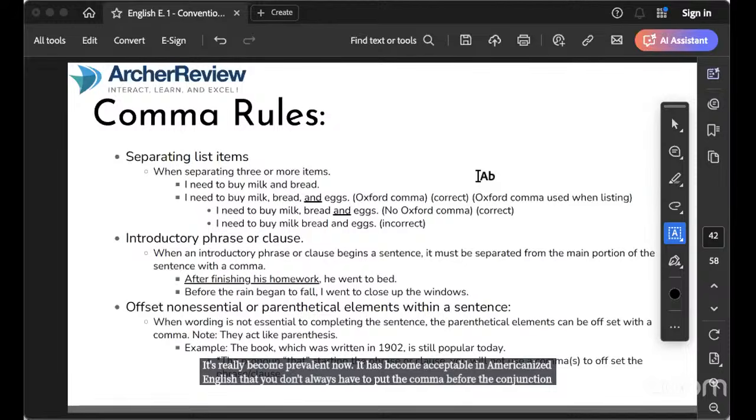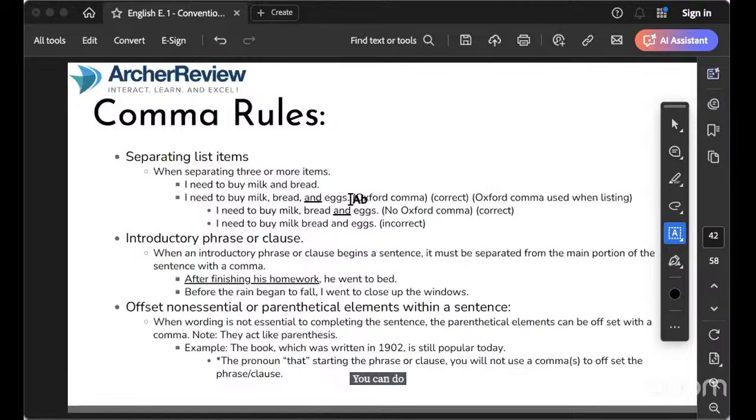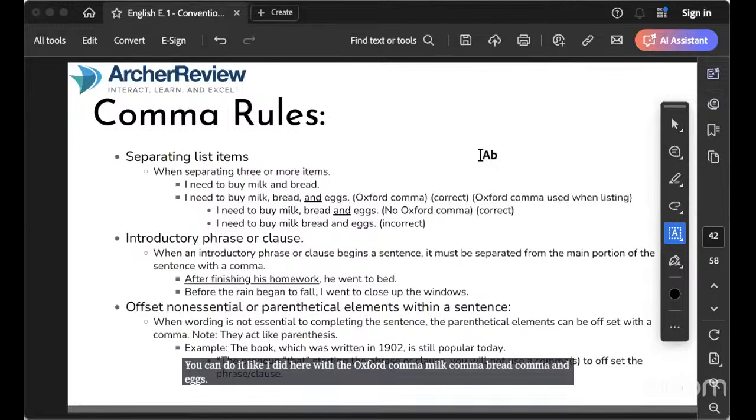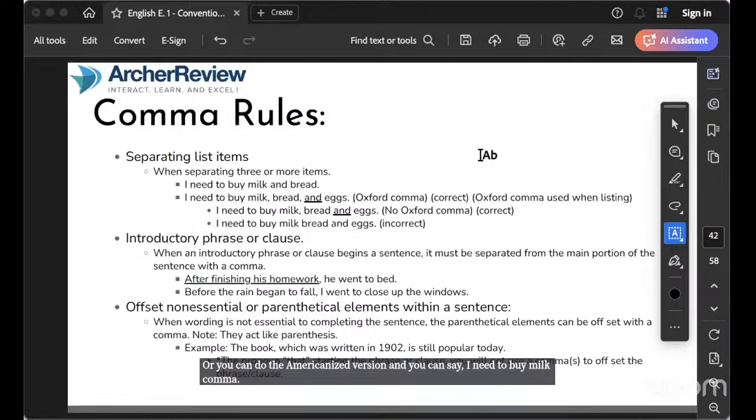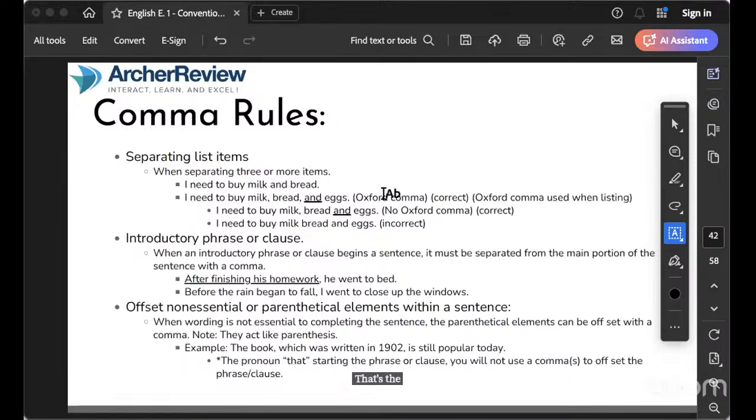It is grammatically correct to do it either way. You can do it like I did here with the Oxford comma, milk, comma, bread, comma, and eggs. Or you can do the Americanized version and you can say, I need to buy milk, comma. You still have to put the comma there because you're separating without any conjunctions. But you put milk, comma, bread, and eggs. Notice how right there before that conjunction, there's not a comma. That's where the Oxford comma was.